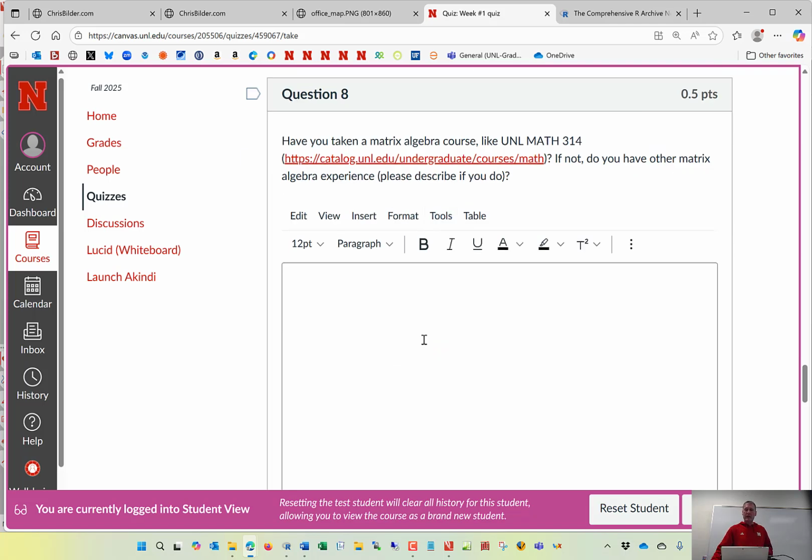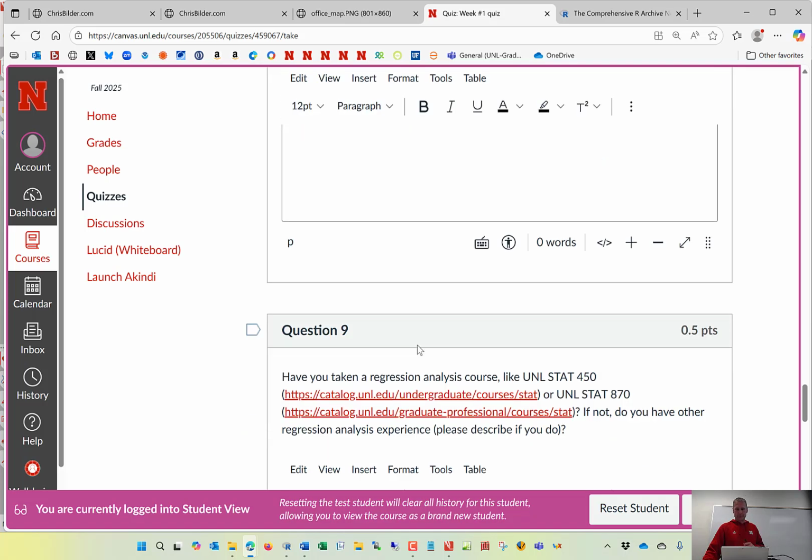8, have you actually taken a matrix algebra course, like UNL Math 314? If not, do you have other matrix algebra experience? So especially for graduate students, they will often not have a course like Math 314, but they will have experience with matrix algebra through their research that they're doing, or maybe with some other graduate level courses that they're taking.